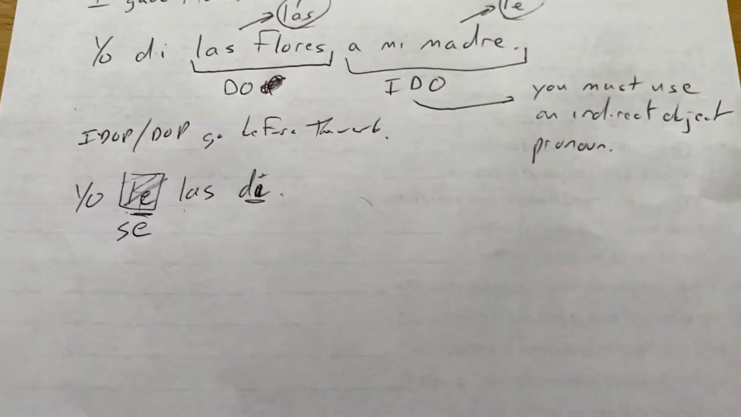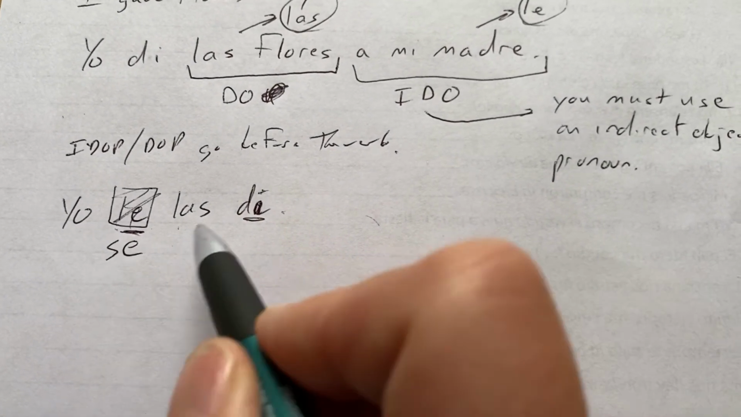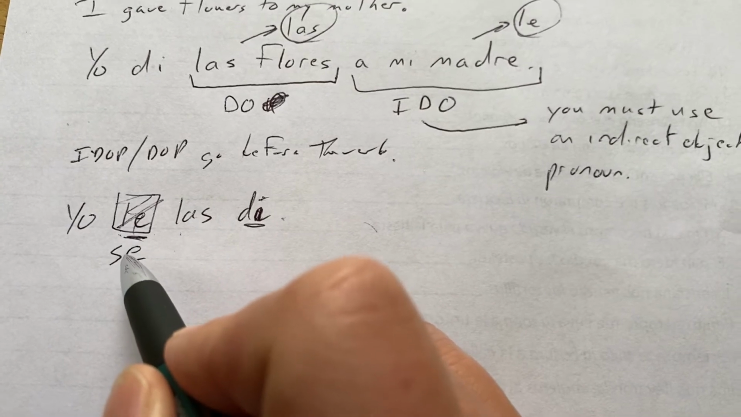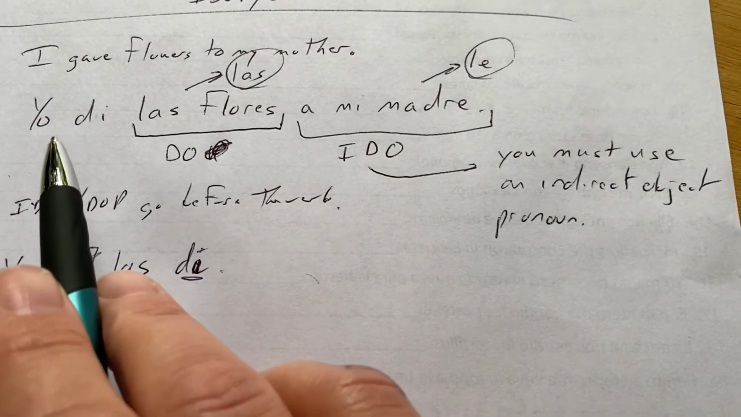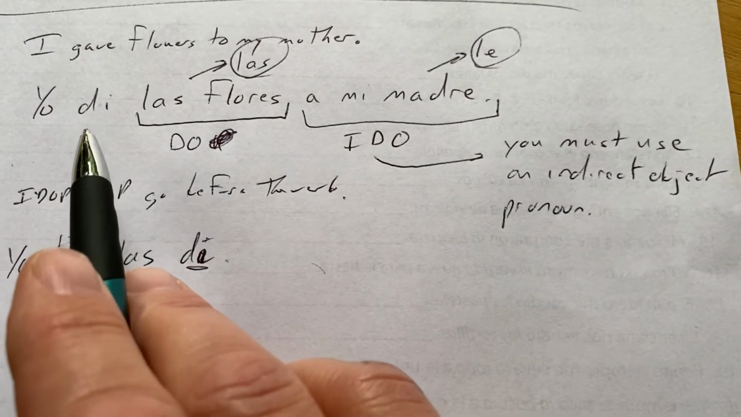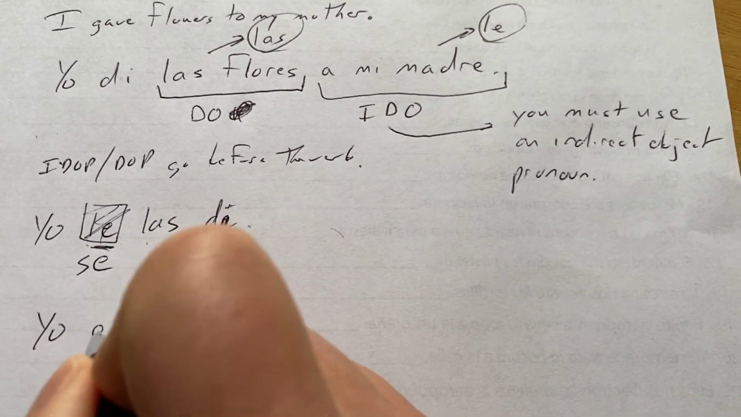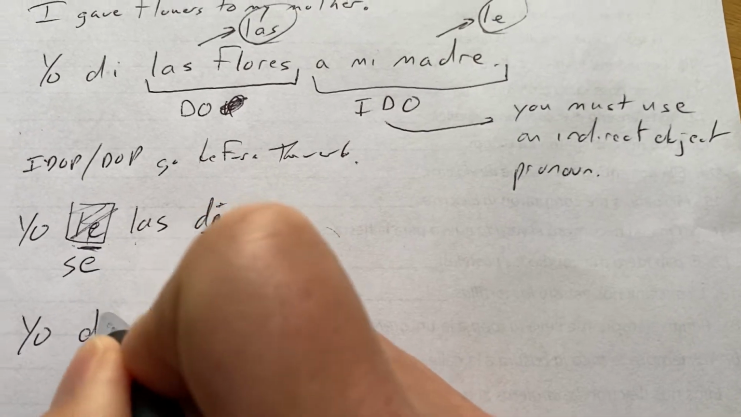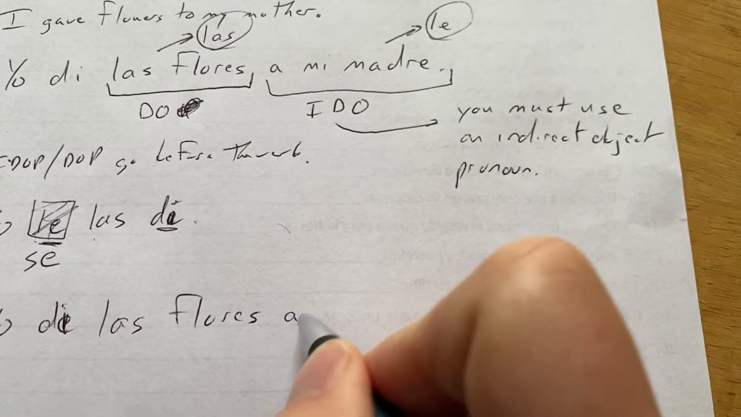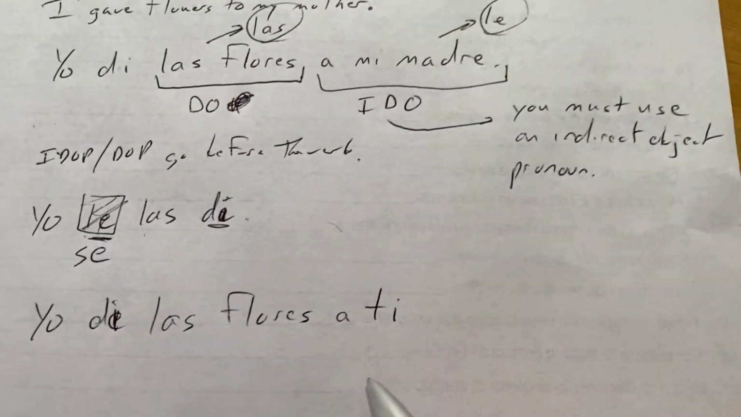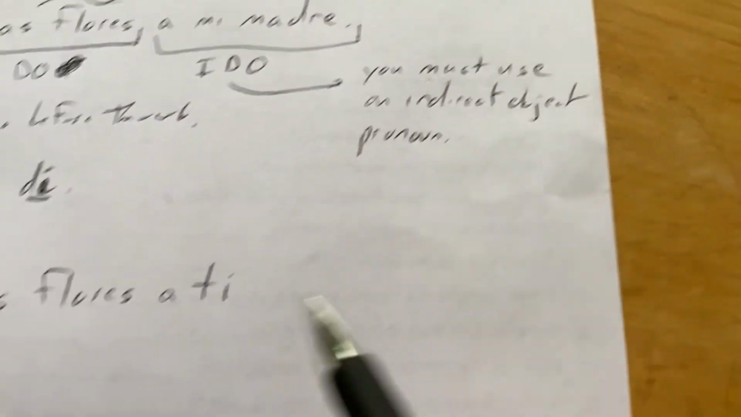Yo le las di. I don't know why, sounds fine to me. So I'm going to cover it up with what I would call the blanket in class. Yo se las di. But no, underneath that se is a what? A le. But now, I'm going to change this up a little bit. And I'm going to say, I gave flowers to you. So I'm going to rewrite the sentence. Yo di, why do I keep doing that? Las flores, all right, a ti. Now again, I'm going to point this out to you. If you have an indirect object, you must use an indirect object pronoun. So I'm going to fix that right here.